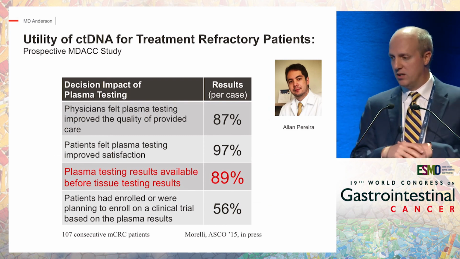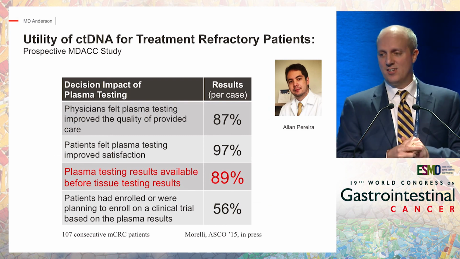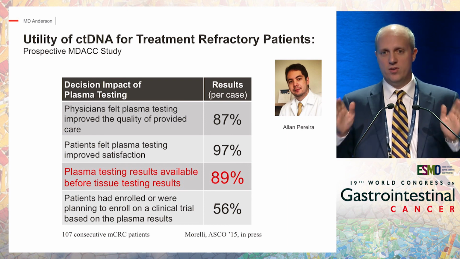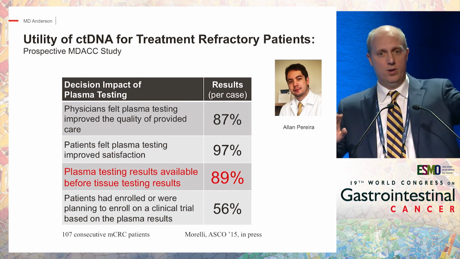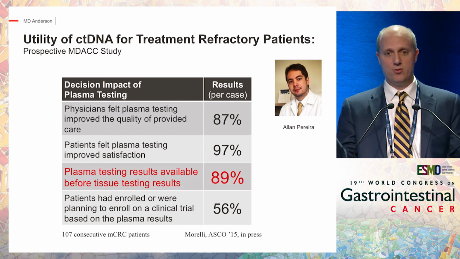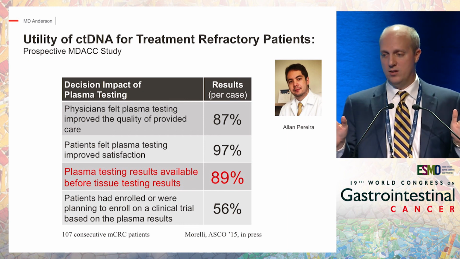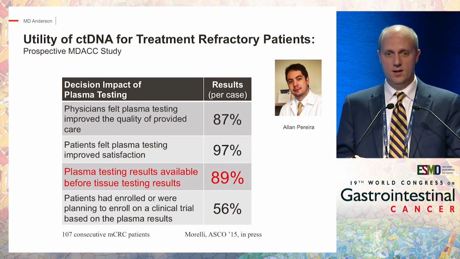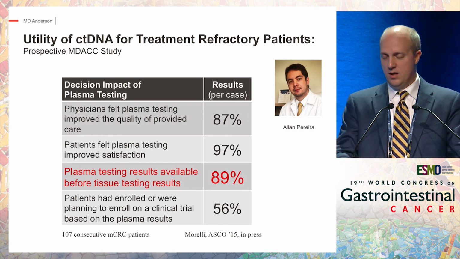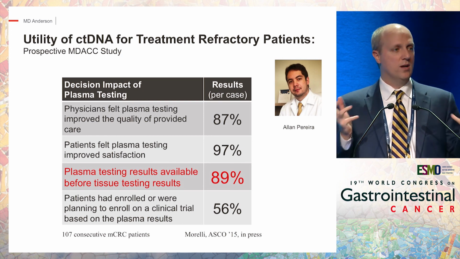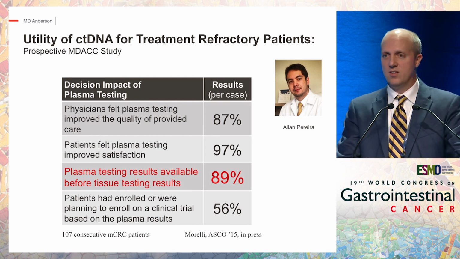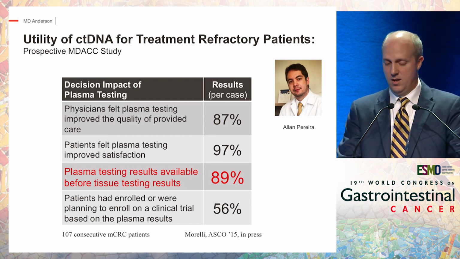We had a prospective study where we asked the question: when a patient's sitting down in front of us and we're sending off both tissue and blood at the same time, which one is coming back sooner? The answer was that the plasma testing came back faster than the tissue about 89% of the time. So there are opportunities that would vary depending on the particular assays, but this suggests that it gives us information in a faster manner.